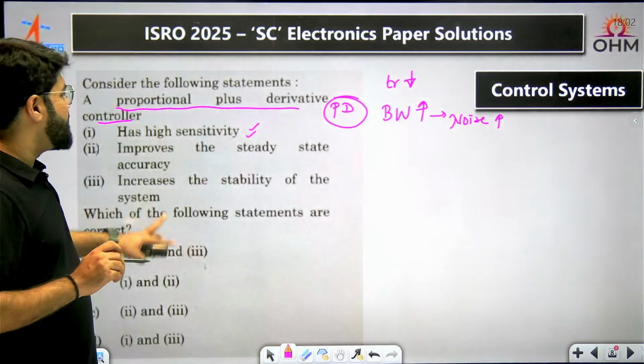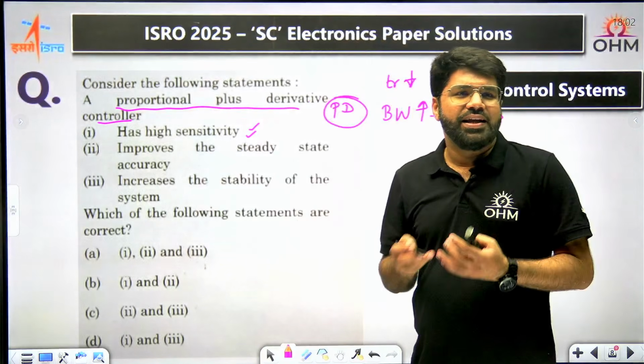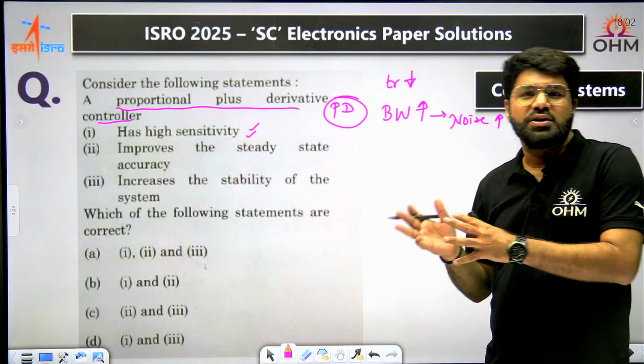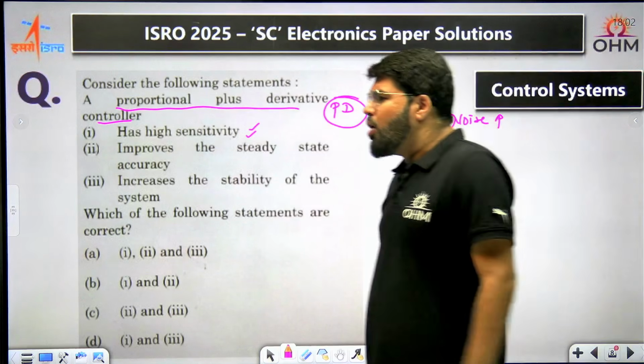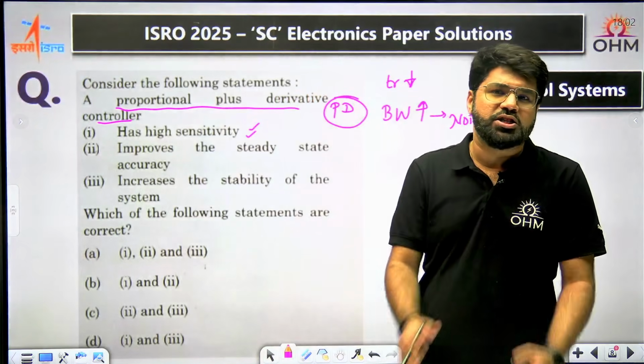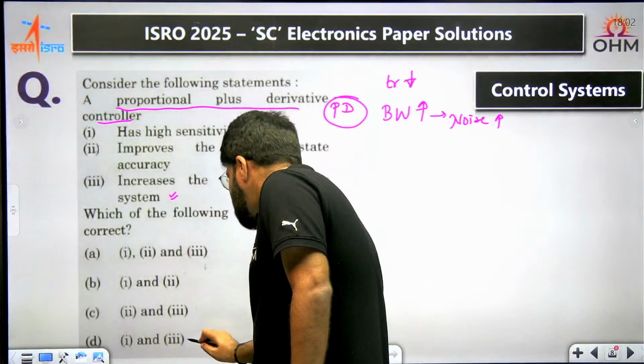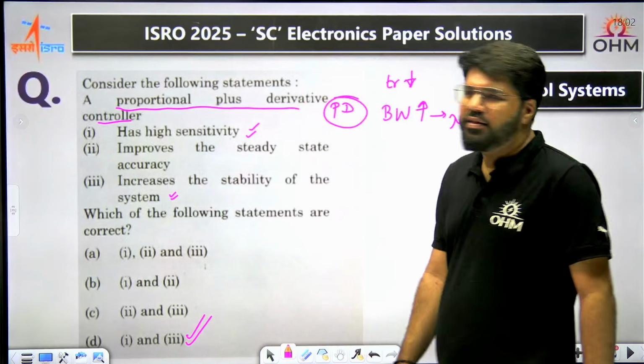It increases the stability. Yes, that is one of the most important effects of the PD controller. It increases the stability of the system. Why? Because it introduces an LHP zero. Or if you do the root locus analysis, you can say that it is going to shift the root locus towards the LHP, and hence the system is more stable. So 1 and 3 are correct. Option number D you can choose here. 1 and 3, option number D.